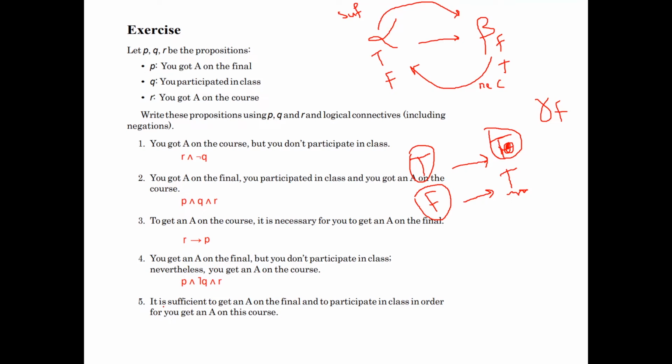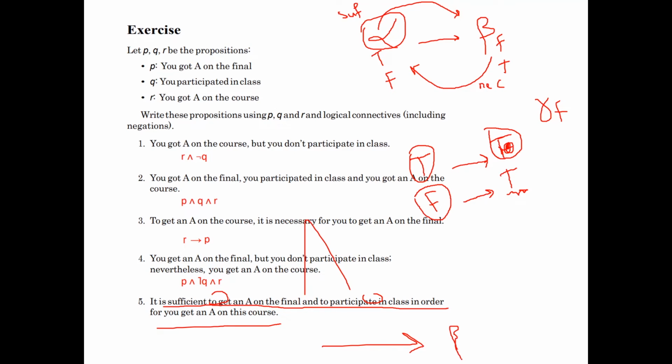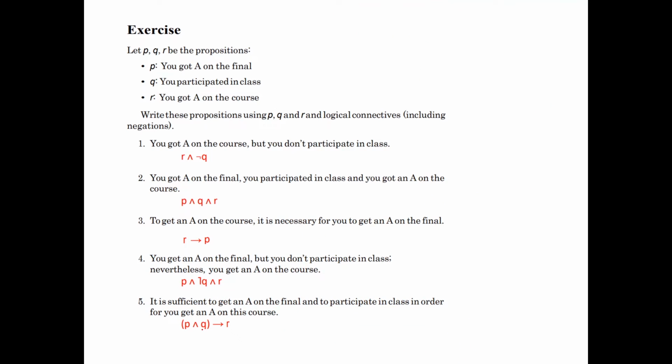So if we go to part 5, it is sufficient to get an A on the final and to participate in class in order for you to get an A on this course. Sufficient. So we're talking alpha territory here, and you have something and something, which is your alpha, will give you your beta. So P and Q are sufficient for you to get an A on the course. Okay, moving on.